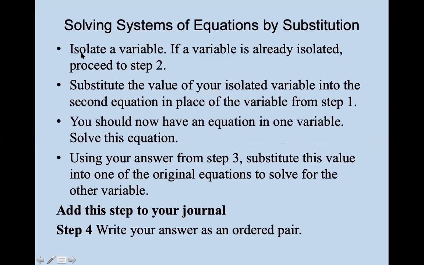So what we're going to do, we are going to isolate a variable. If it's already isolated, proceed to step 2. Substitute the value of your isolated variable into the second equation in place of the variable from step 1. You should now have an equation in one variable, all right? So back here, we're going to have x and y, and now when we simplify, we're going to be down to either just x or just y, and we're going to solve that equation. Then using that answer, we're going to substitute the value into one of the original equations to solve for the other variable, and then you're going to write your answer as an ordered pair. So it sounds more complicated than it actually is.